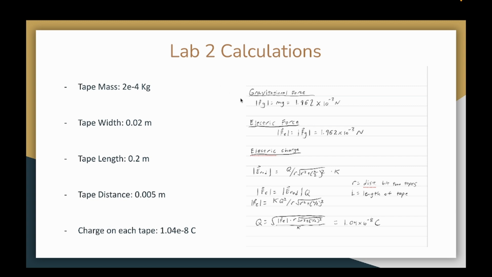You did the gravitational force by just doing mass times gravitational acceleration. And you have the electric force, which is the same as the gravitational force in magnitude because the tape on top is staying still. And here I have calculated the electric charge using E of a rod, because when you cut up the tape into little pieces, it looks like a rod and behaves like a rod. And you solve for Q using force is equal to QE.